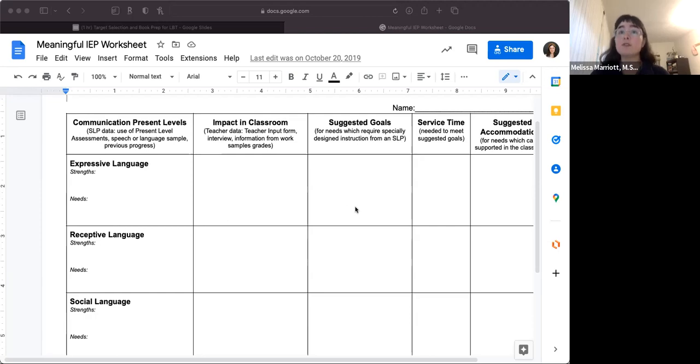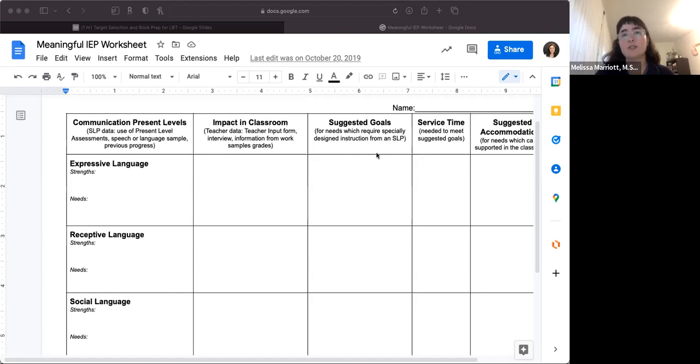So for those things that you're seeing are an area of need and that do have impact in the classroom, those are the things that are going to be your most functional goals, right? You're going to get the most value out of a goal that students have the opportunity to practice a lot in the classroom in their natural school environment.